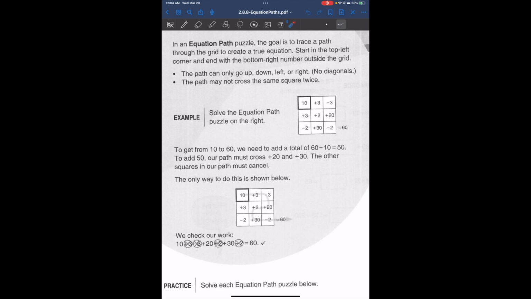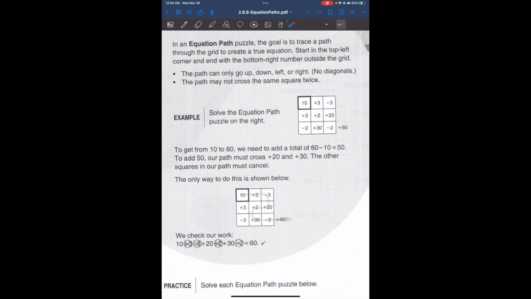Since 50 is a big number compared to the numbers that were given, like 3 and 2, we know that the path must cross 20 and 30 because 20 plus 30 equals 50. Now, since 20 plus 30 equals 50, the other boxes that the path passes through should be boxes that eventually cancel themselves out.